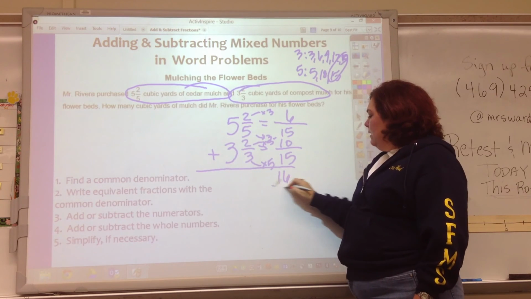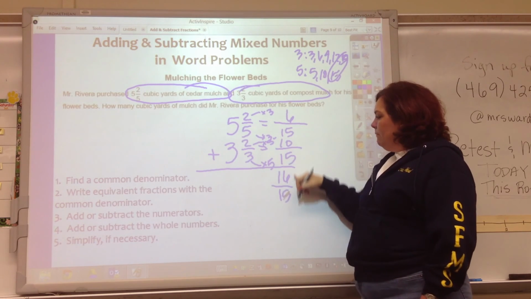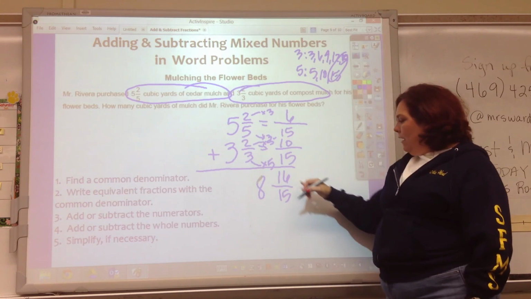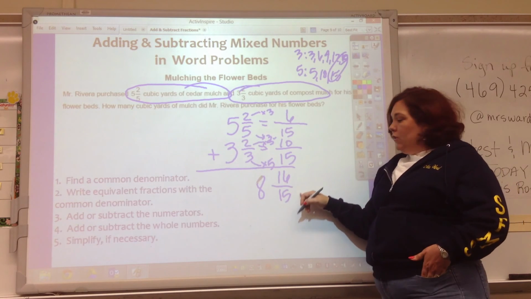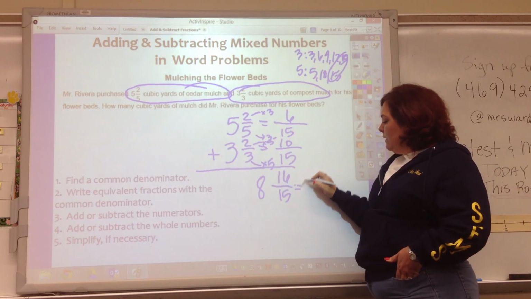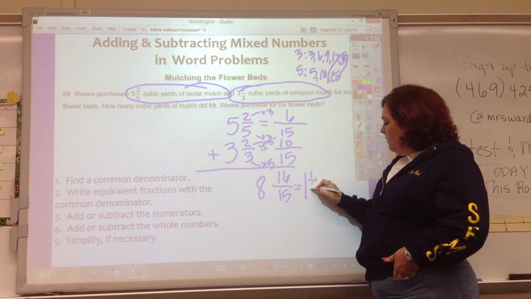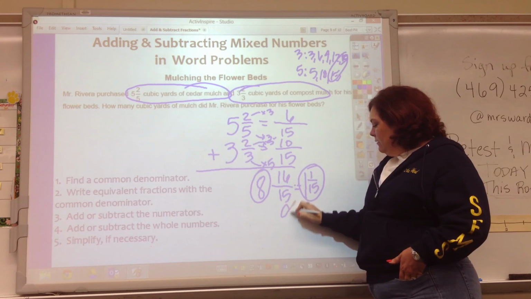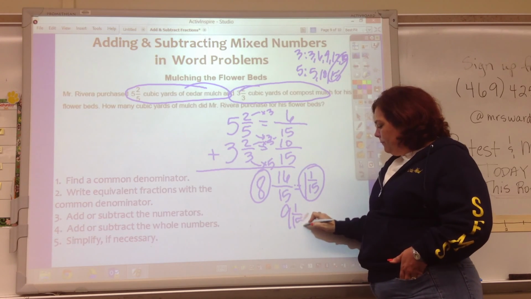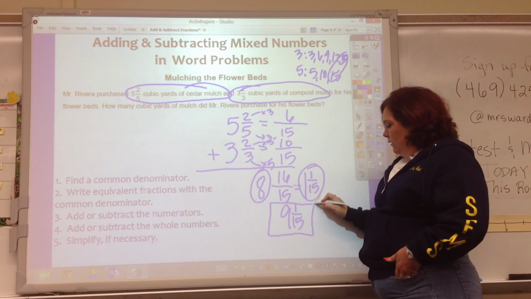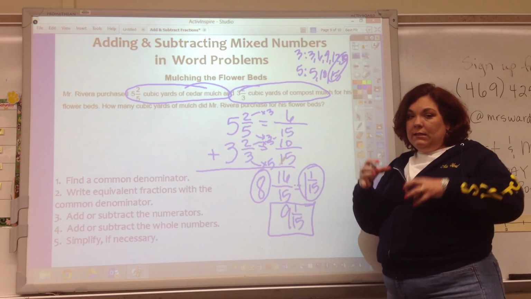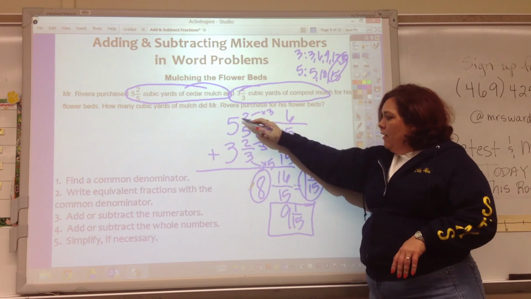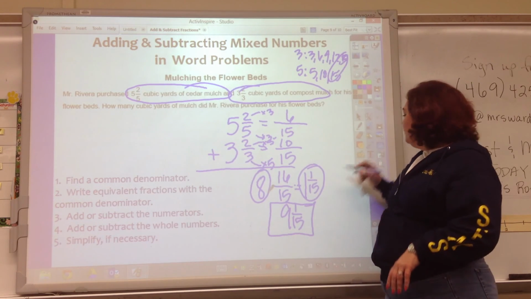I'm adding. So I'm going to add these up. So I get 16/15ths. I add the numerators, keep my denominator. Add my whole numbers. 8. Now, I've got an improper fraction here. So I have to turn this into a mixed number. So this equals 1 and 1/15. Now I have to add that to my whole number. So I'm going to get 9 and 1/15 for my final answer. So whenever I have an improper fraction that's more than 1, I've got to add that to the whole number. And I remembered to add my whole numbers.